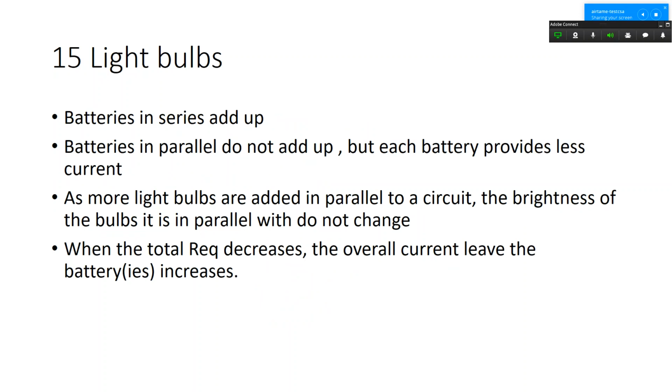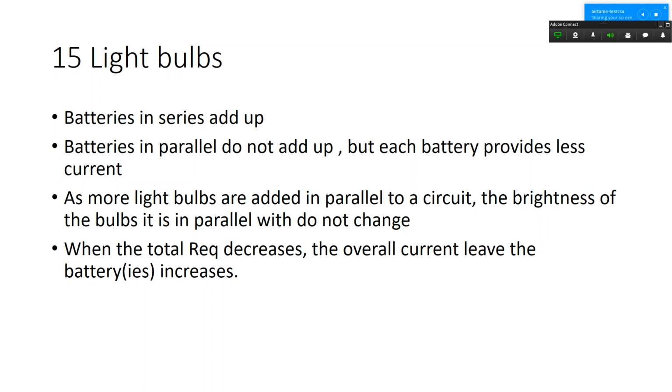We talked about batteries, how batteries, when you put them in series, they add up. You add up the voltages. When you put them in parallel, you do not add up the voltages, but you can add up the currents, or you can split the current, such that each battery is working less. Also, we talked about batteries. When you add a battery in parallel, it does not affect the brightness. When you add up the light bulb in series, it does affect the brightness.